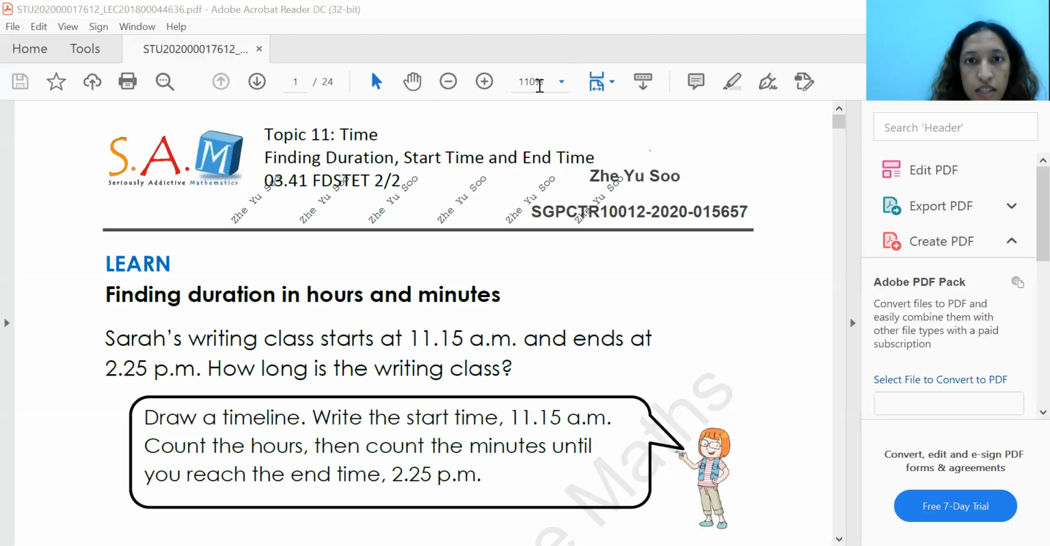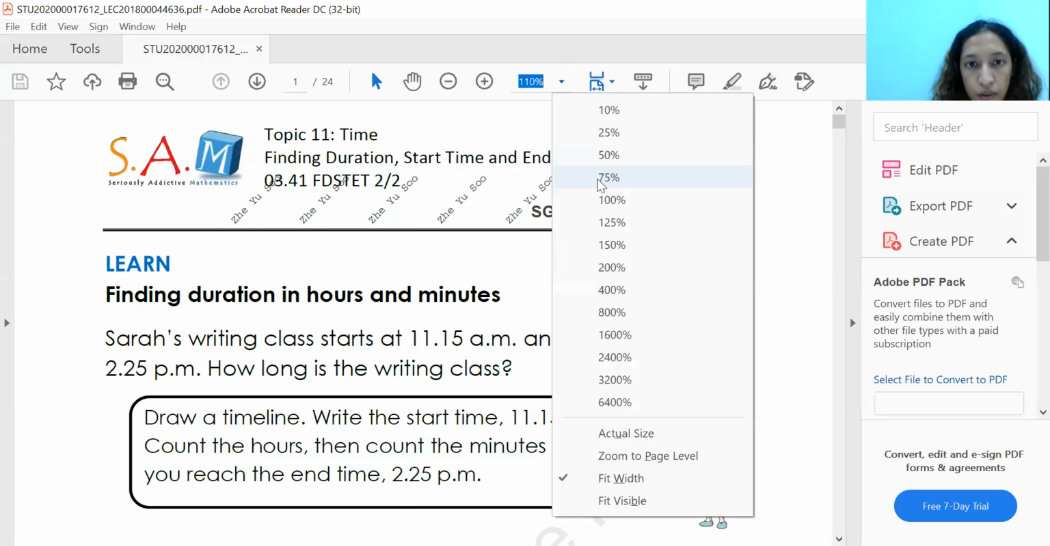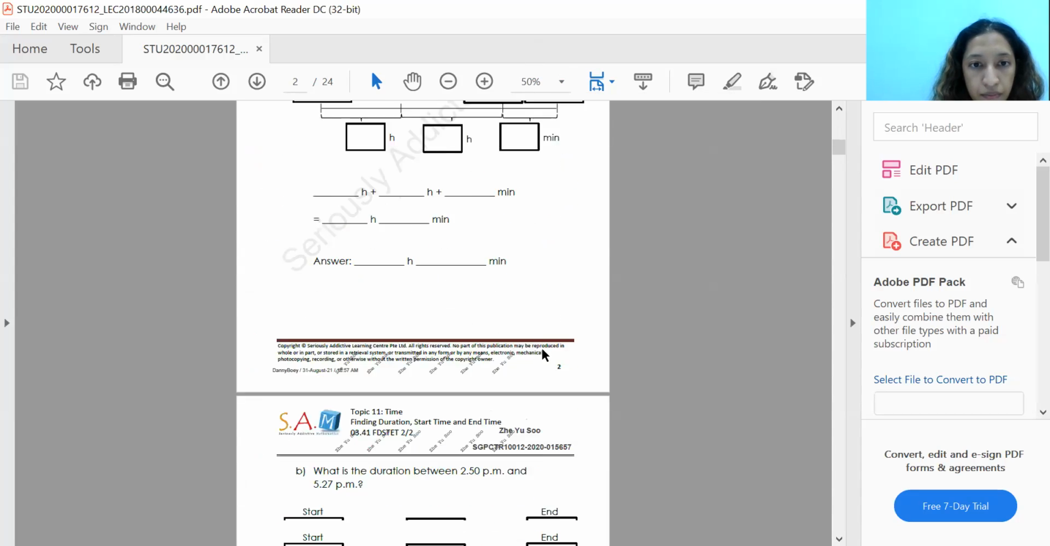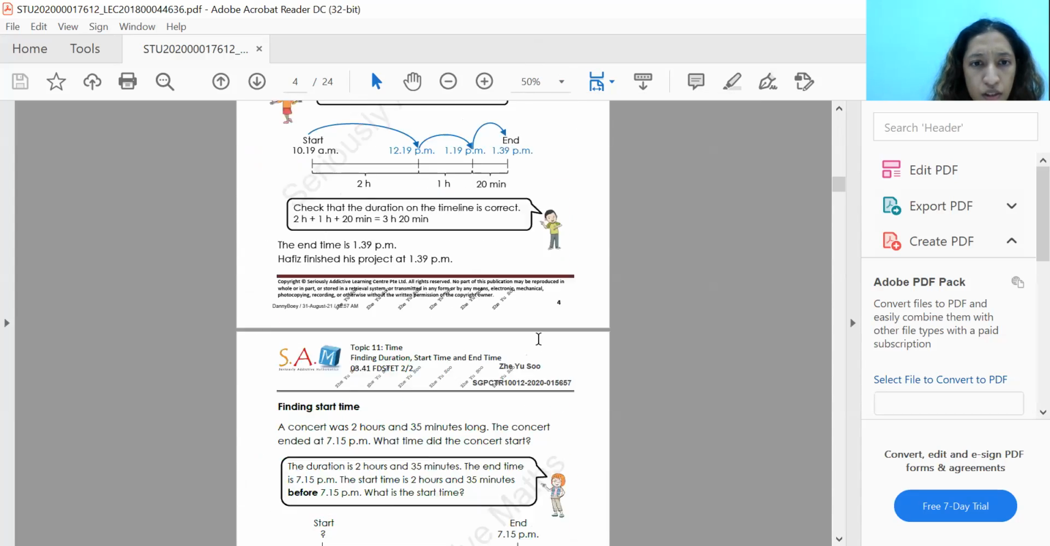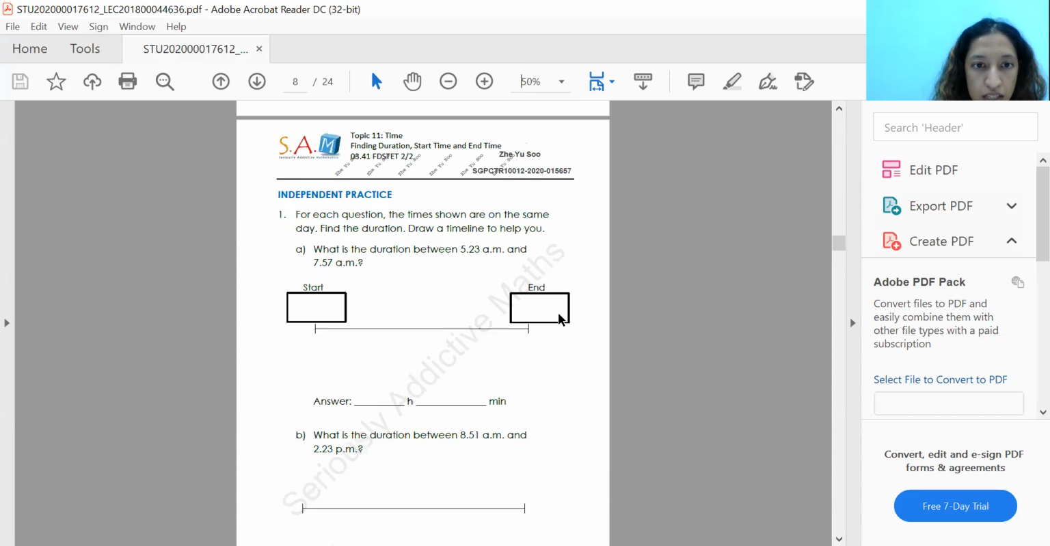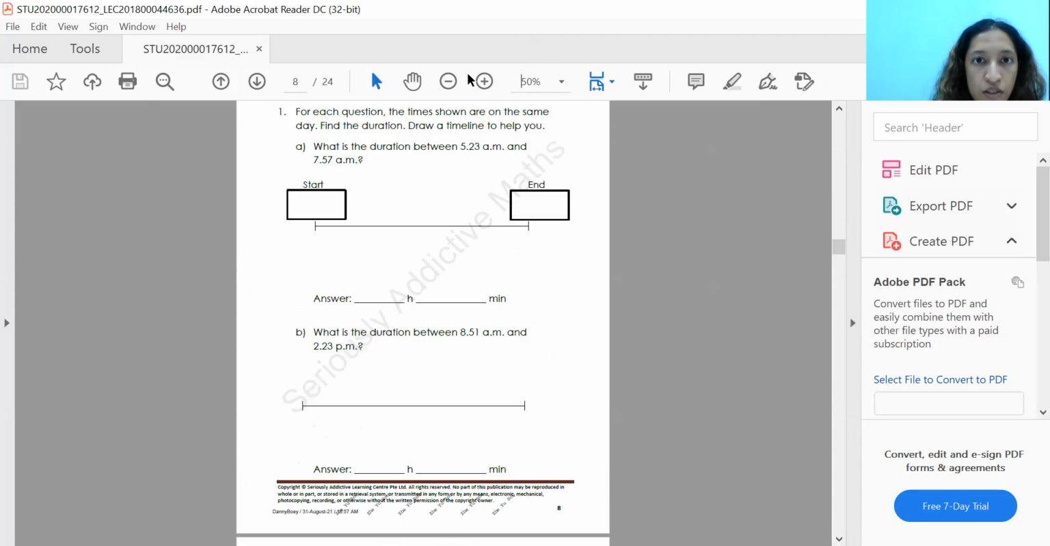All right, so here's the second booklet. Let's jump straight to the independent practice. I'll let you pause the video and I want you to do B for me before I go through, okay? So let's go through.